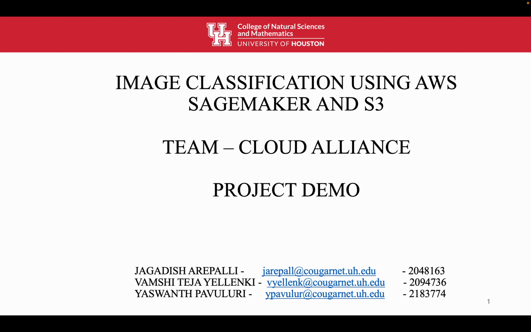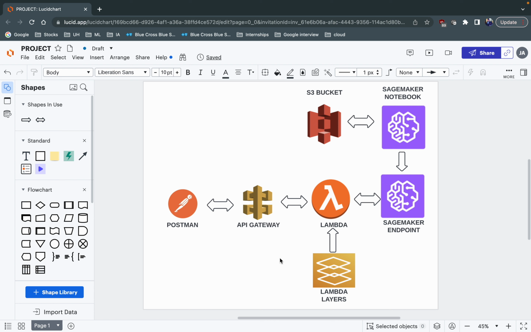We have designed the architecture using the Lucidchart app, and we deploy an image classification algorithm into the SageMaker notebook and access the dataset from S3. The SageMaker notebook runs the model and exports the model to the SageMaker endpoint. So this SageMaker endpoint will be referred to in the Lambda function.